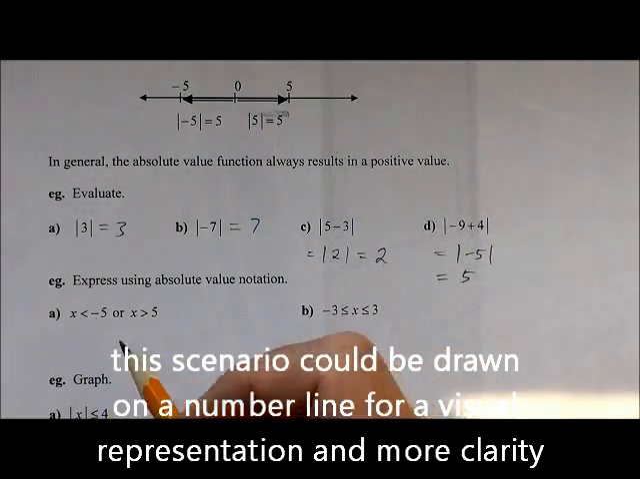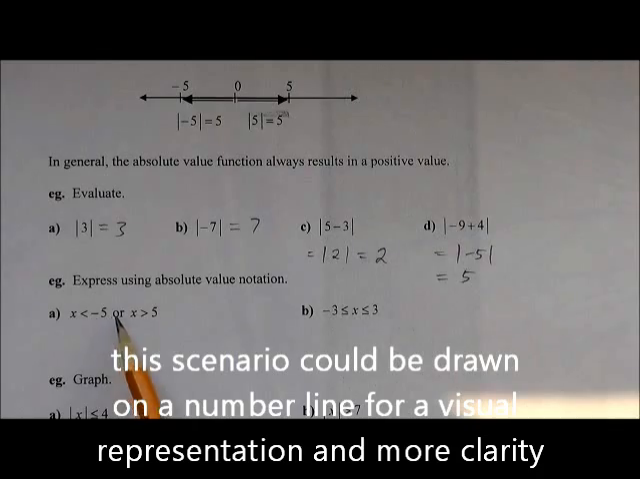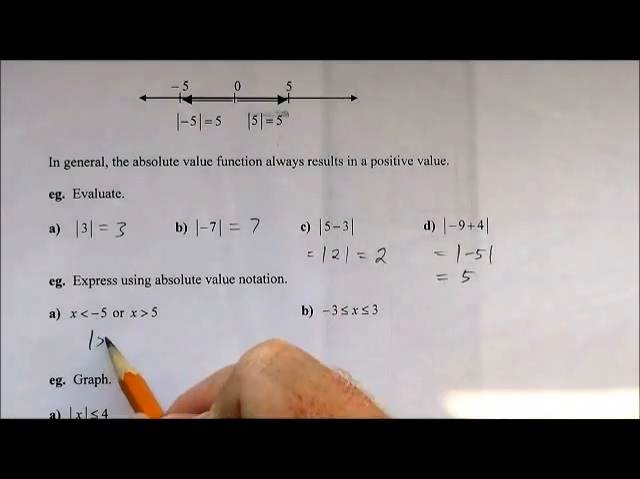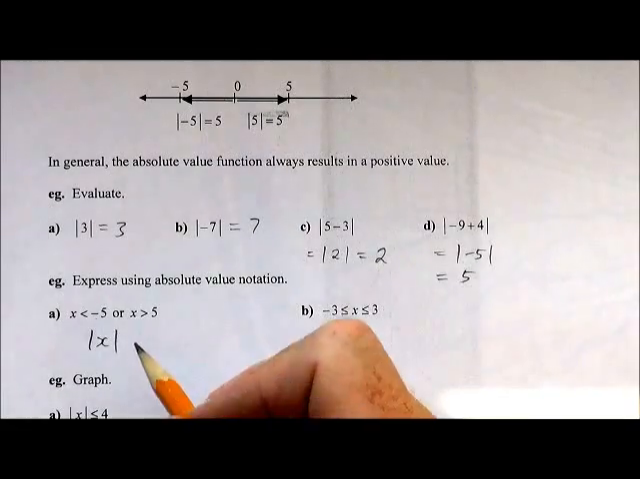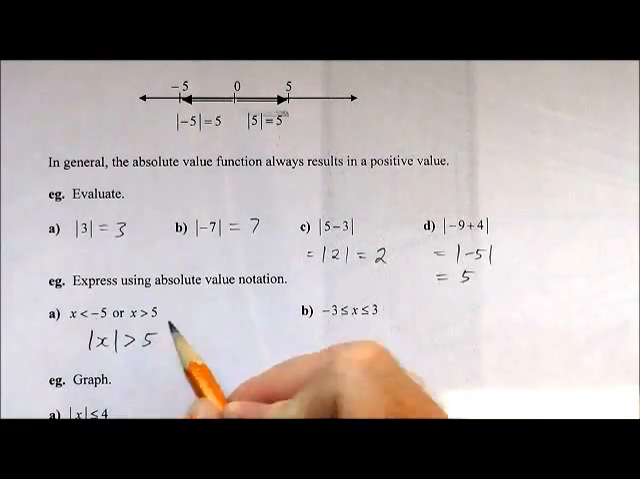So in order to write that, because the actual values are getting further away from the origin, we would say the absolute value of x is greater than 5.